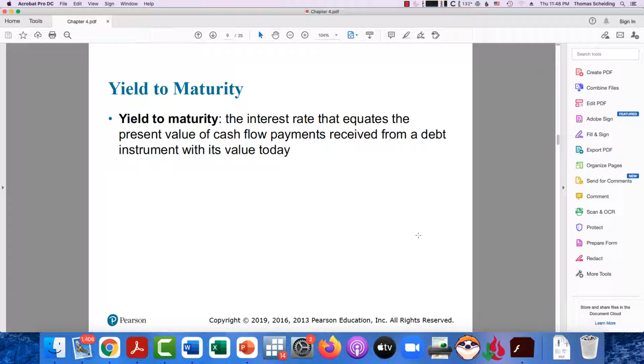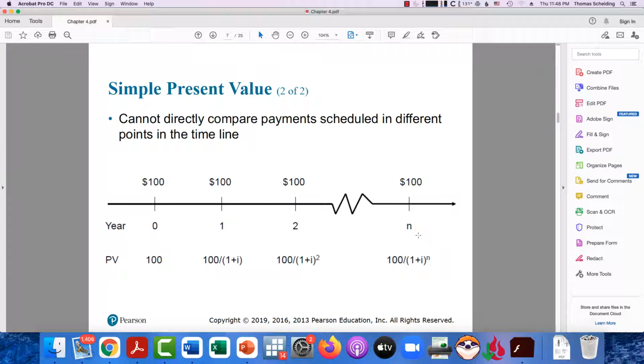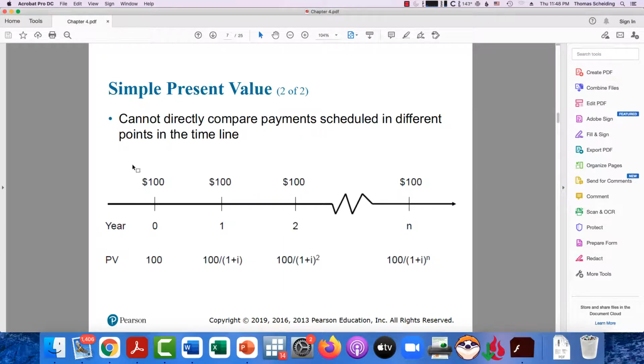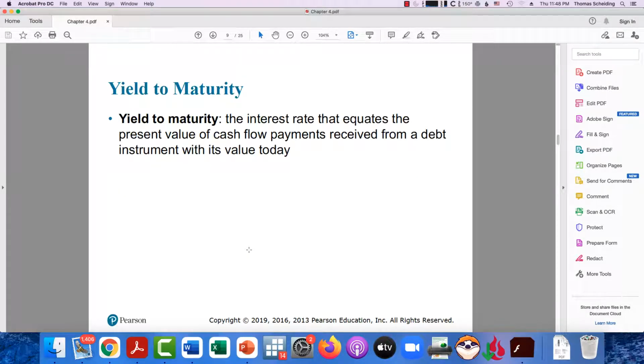So if we look at yield to maturity in this example here, and we saw that for year 2, what was it? Year 2, 121. So if I knew this was 100 and I knew this was 121 after 2 years, that's basically the equivalent of a 10% rate of return, which is what the I is, what the interest rate is. That is our yield to maturity.